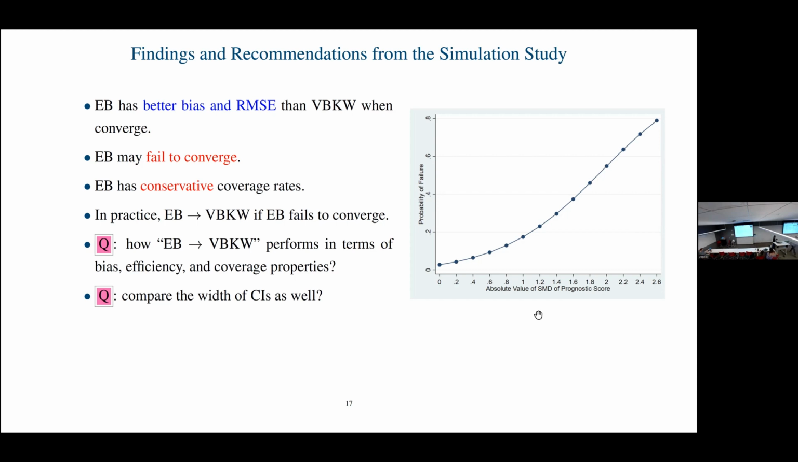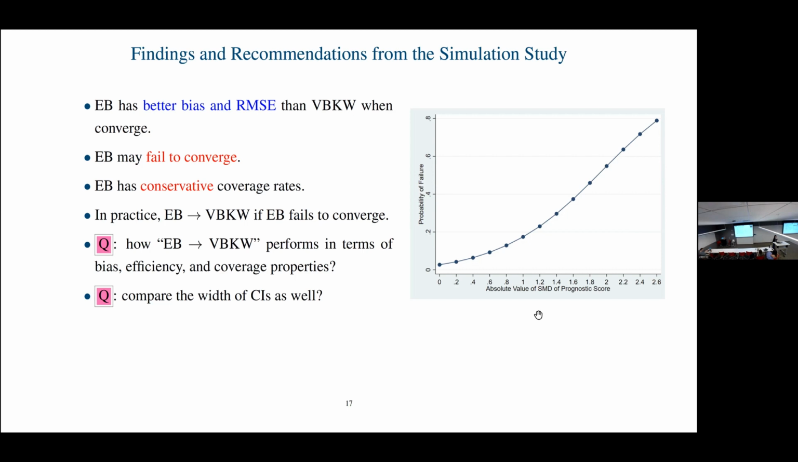Because we have a large number of covariates, we need to have some summary, and the summary is the prognostic score. The absolute value of the standardized mean difference is just a measure of how imbalanced the covariates are between different treatment groups. You can see that as the imbalance increases, the probability of non-convergence also increases. So that's a limitation for entropy balancing, and this can be an issue in the multi-treatment case, because in the multi-level treatment case, you can imagine that imbalance may be an issue, right?